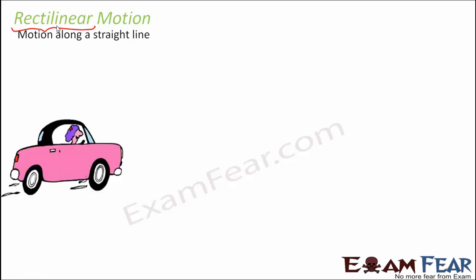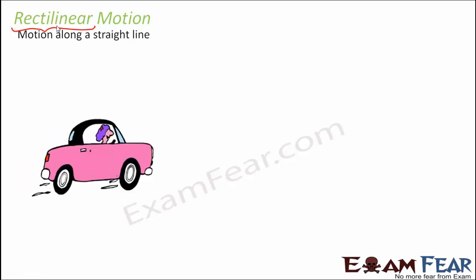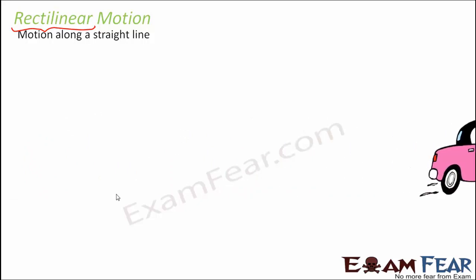Now that we have learned about motion, there are many different types of motion. I have already given you an example of oscillatory motion, the motion of the simple pendulum. Let's look at another very simple type of motion which is commonly experienced by us in our day-to-day life, and that is called rectilinear motion. Linear means something which is in a straight line. So motion along a straight line is known as rectilinear motion. One example could be a car moving along a straight path.